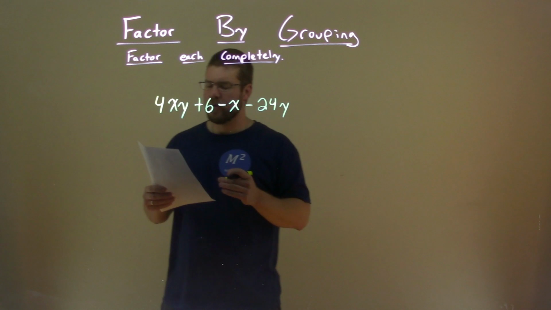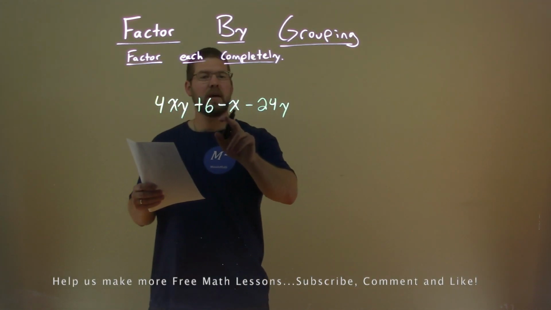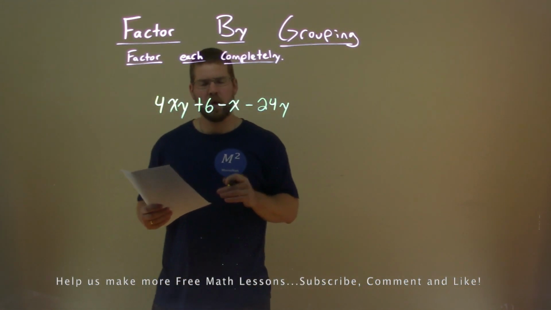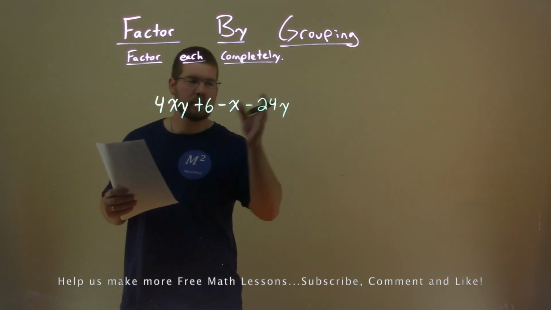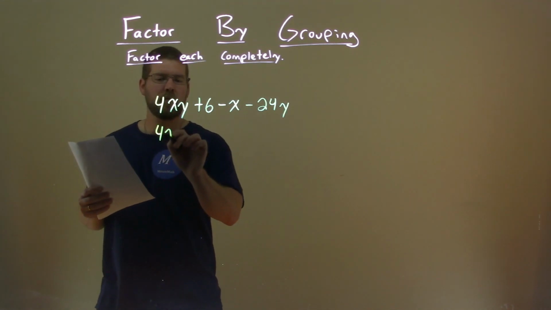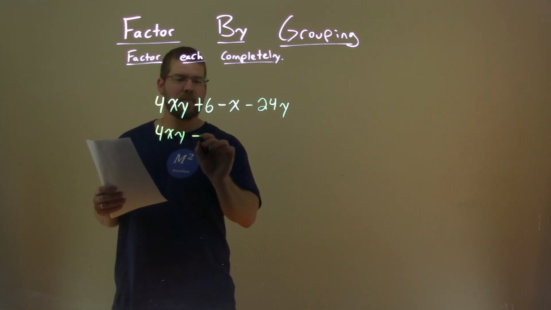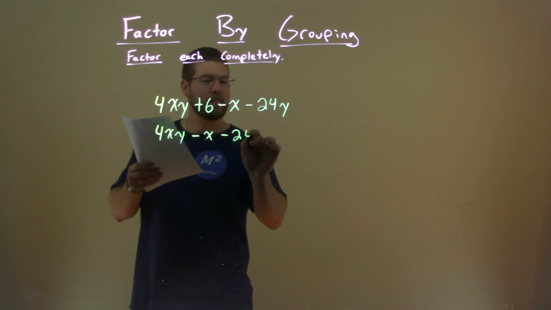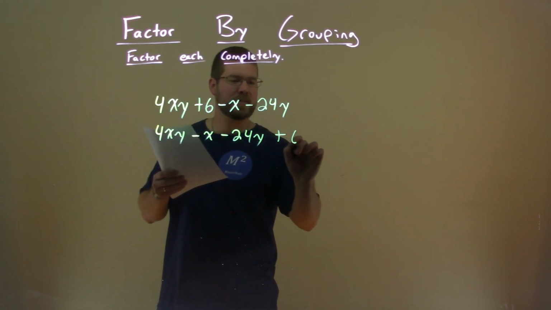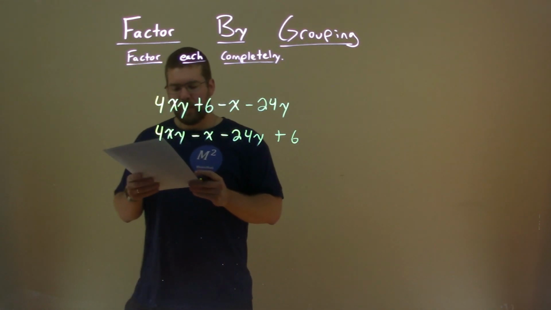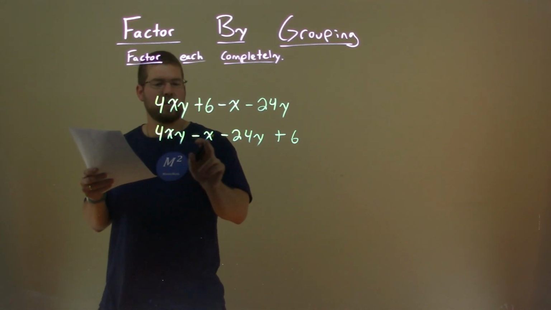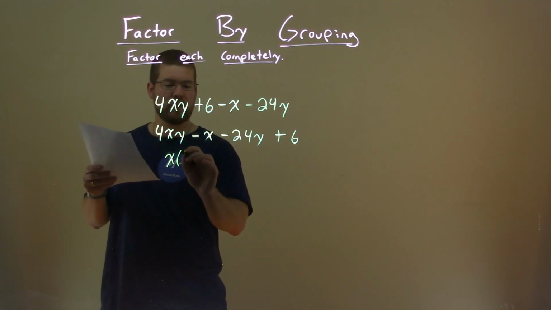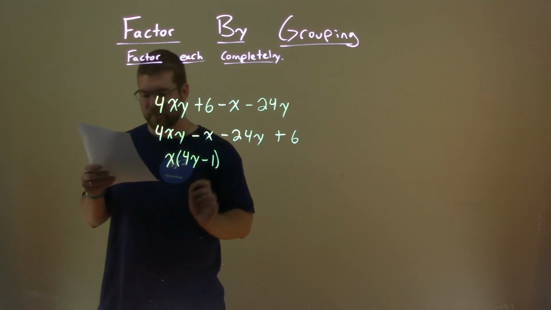We're given this problem right here, 4xy plus 6 minus x minus 24y, and we want to factor this completely. Well, the first thing I'm going to do is group my like terms together. I have 4xy here, but then I can put my minus x next to it. I'm then going to put the minus 24y here, and then my number 6 at the end. Well, from here, I see my like terms I can pull out, which is an x. X is in both of these, so I'm going to pull out an x. What am I left with? Well, it's a 4y and then minus a 1.